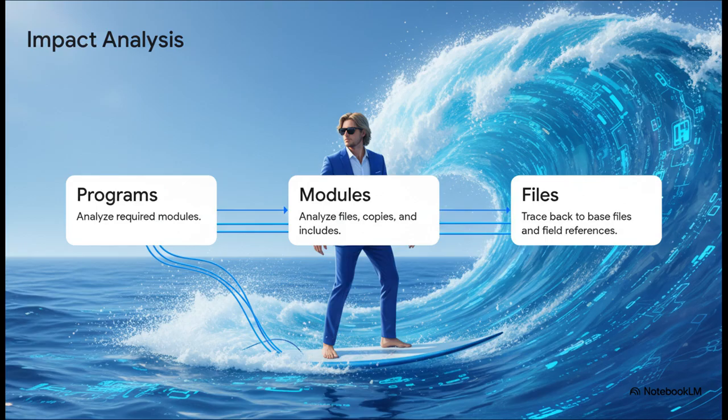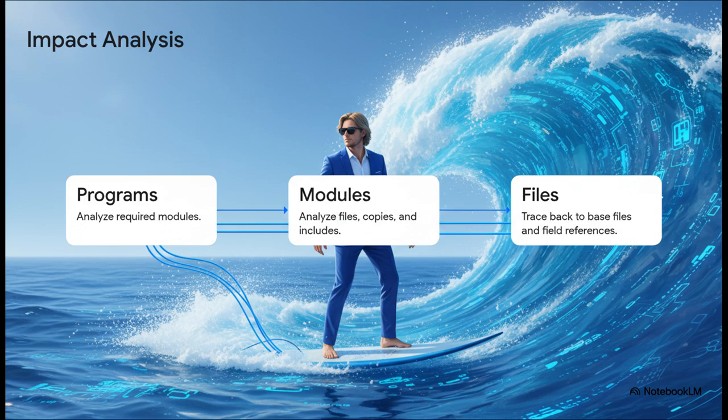In Step 1, the system looks at that inventory program and documents the specific modules it requires to function. Then, moving to Step 2, it drills down into those modules, scanning for the logical files, copybooks, and includes being used for the stock check. And finally, in Step 3, it traces those logical files all the way down to their massive foundational physical files and field references.